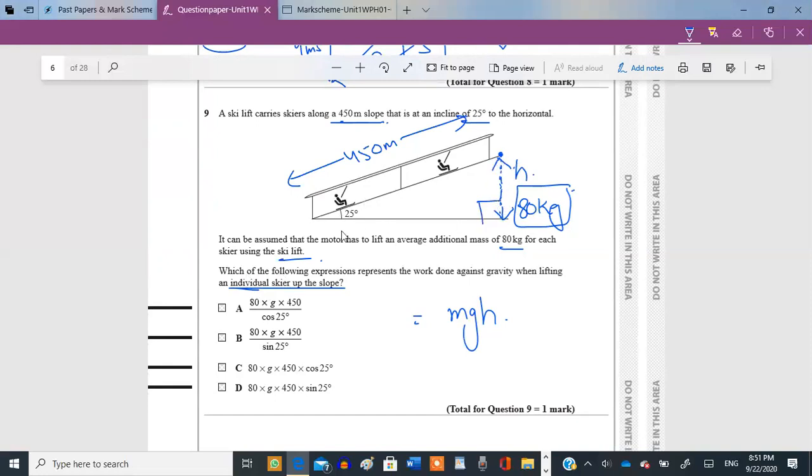Okay, this is a triangle. And you know that the hypotenuse is 450 meters and this is 25 degrees. So if you take sine of 25, the sine of 25 is going to be h upon 450, and h is going to be 450 multiplied by the sine of 25. All right, now you've got your h multiplied by 9.81 and multiplied by m. Option D is your correct answer.